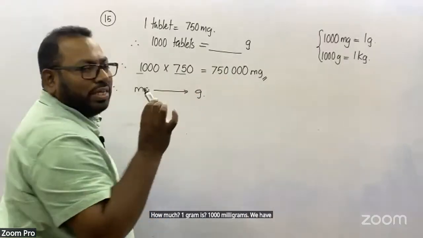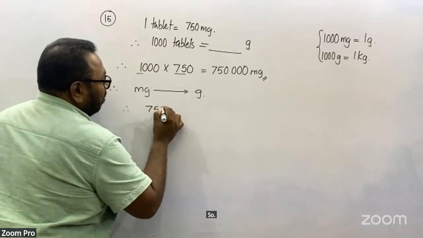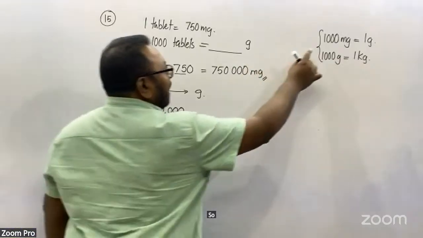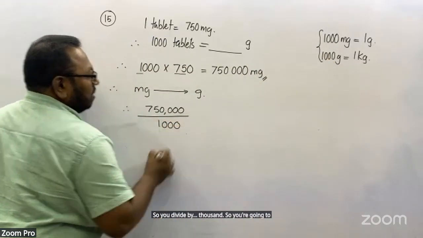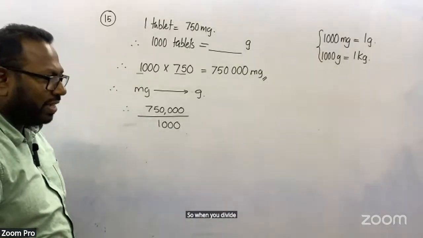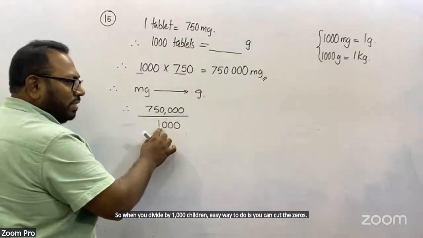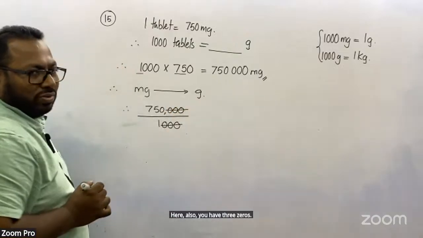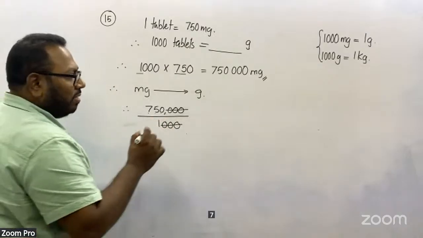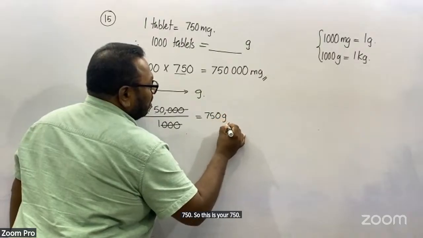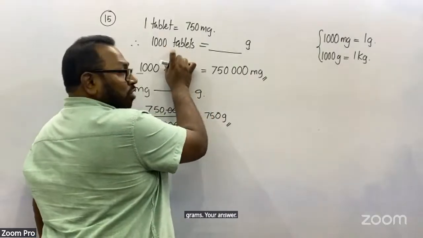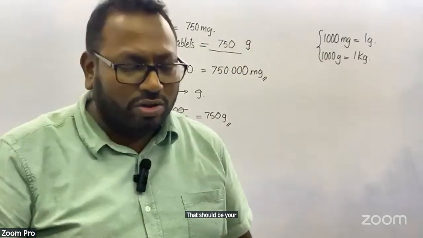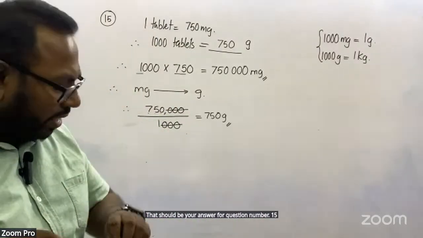We have 750,000 milligrams. What do we need to do? We want to write it in grams. So you're going to divide by 1000. Okay. So when you divide by 1000, children, an easy way to do it is to cut the zeros. How many zeros here? 1, 2, 3. Cut the 3 zeros. Here also you have 3 zeros. Cut the 3 zeros. So what are you left with? 750. So this is your 750 grams. Your answer, therefore, 1000 tablets is equal to 750 grams. That should be your answer for question number 15. Okay. Please take that down.